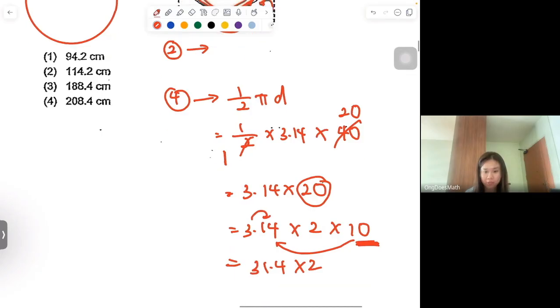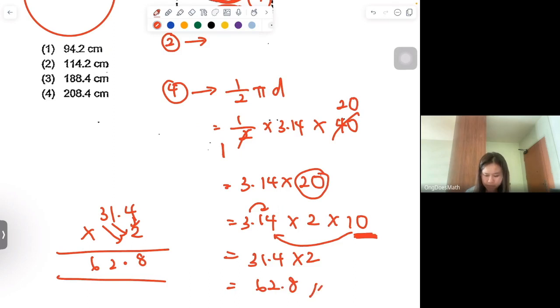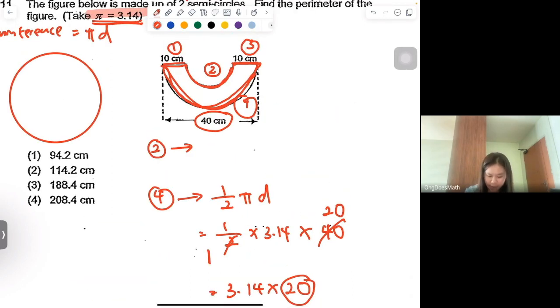So now this is much easier, right? So what's 31.4 times 2? The decimal point will be kept because you are multiplying it by a 1 digit number. So here will be 8. 4 times 2 is 8. 1 times 2 is 2. 3 times 2 is 6. So you get 62.8. Now you have to find out what side 2 is.